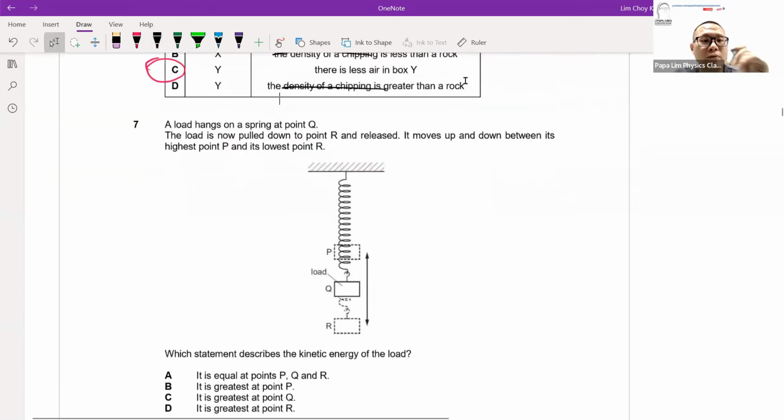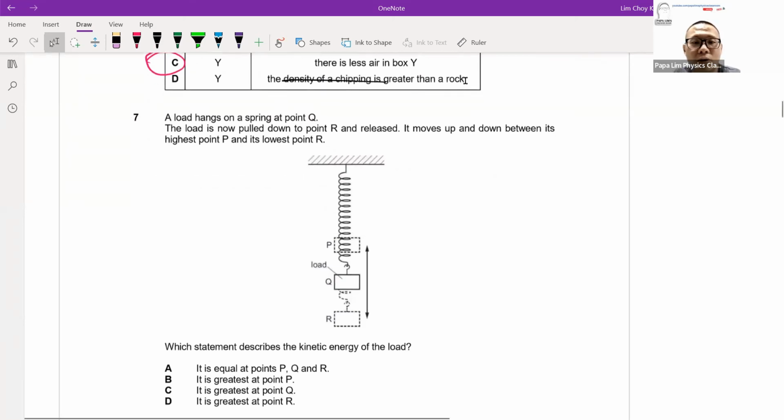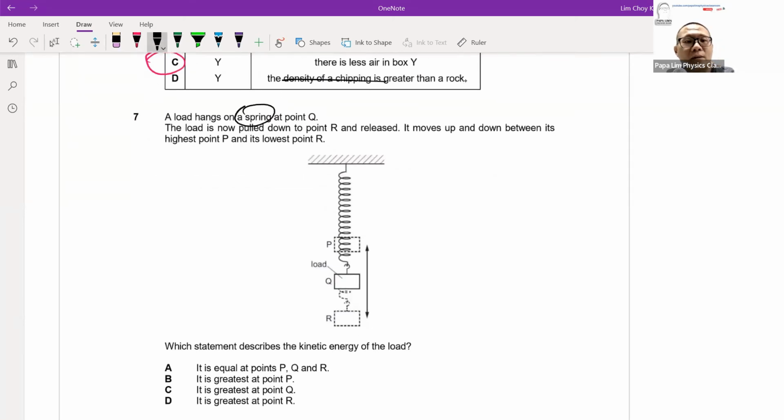Now, question 7 is a very good question. It deals with elastic questions, which we don't see commonly, but that's why we need to pay attention to this type of question. Now, for a spring here, based on the question, the spring is being pulled down to R. Which means at R the spring is extended.